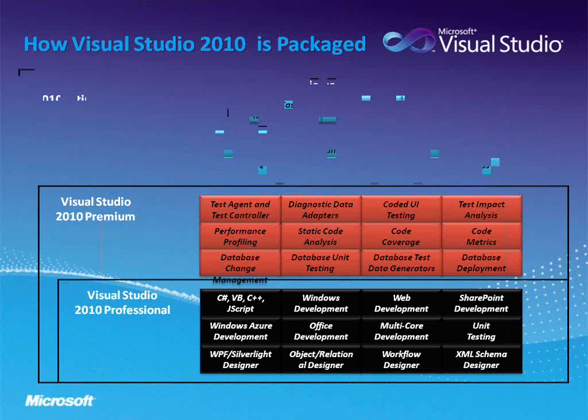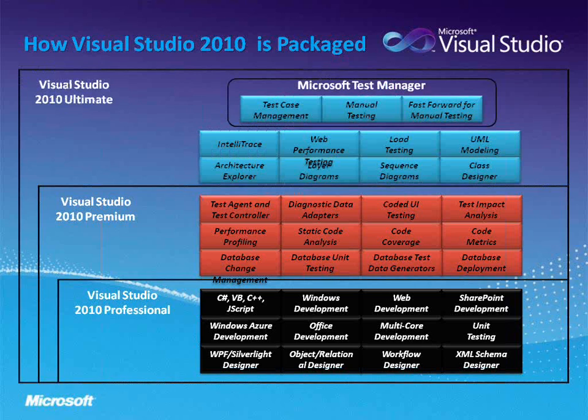Then the next is Visual Studio 2010 Ultimate. It's a really ultimate tool. You can perform n number of testings. For example, you can perform web performance testing, load testing, database testing, then UML modeling, as well as IntelliTrace, and a separate thing that we are going to focus on today, Microsoft Test Manager, which contains test case management, manual testing, and fast forward for manual testing.